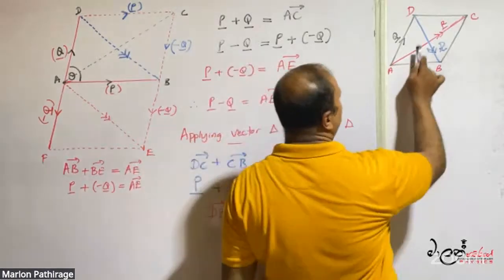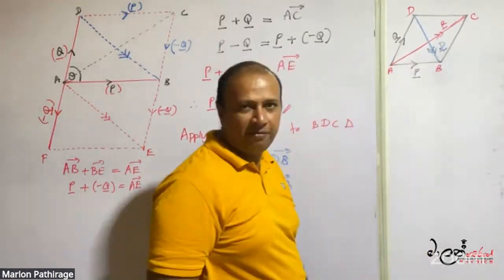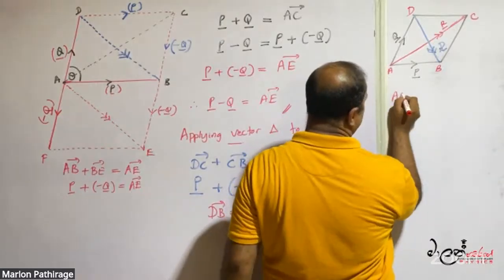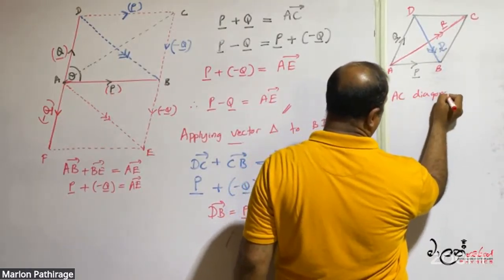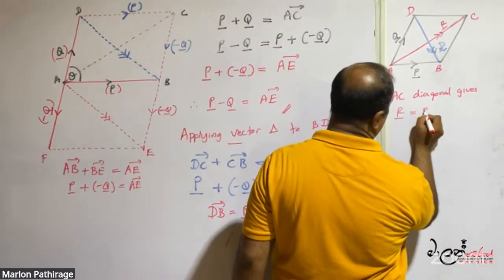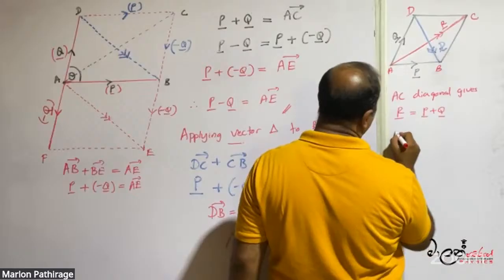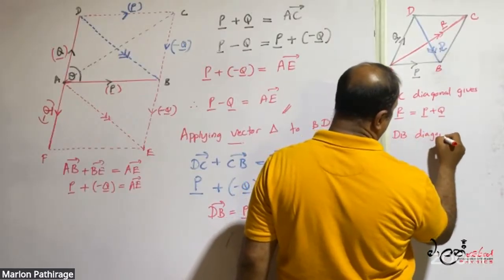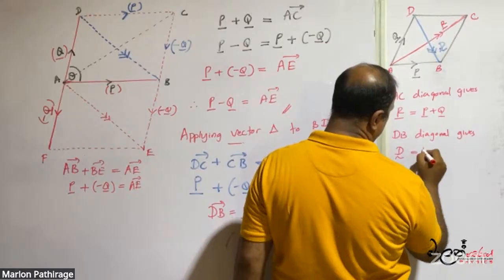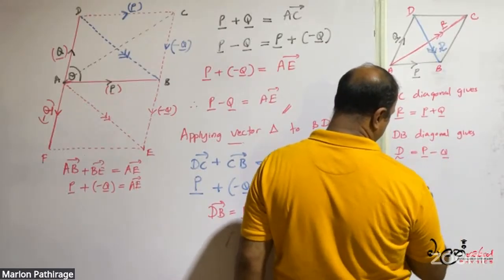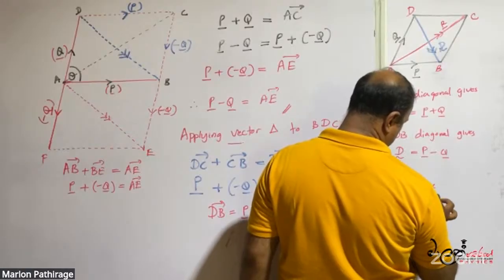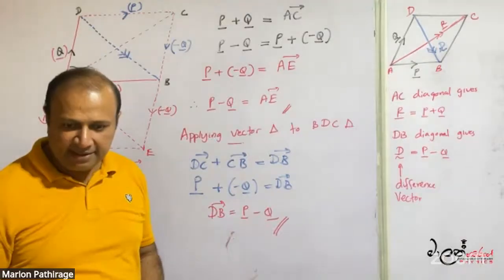Here it is very clear. This one is P, this one is minus Q. Therefore, D should be equal to P minus Q. The AC diagonal gives the resultant vector P plus Q. The DB diagonal gives the difference vector P minus Q. Is that clear? If you got that one, please raise that.